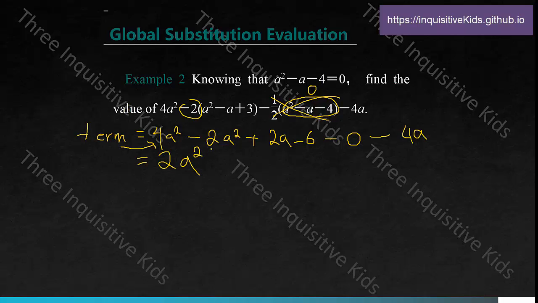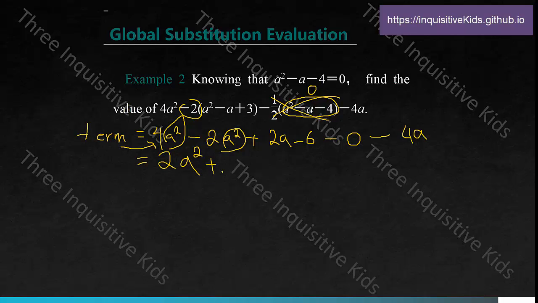Remember, you can only do this only if the variable part is the same. Okay, only if the variable part is going to be the same. We're going to be digging deeper into this in a future lesson, but it's good to have a sense of it right now. Well, a squared and this a squared is equal, so we can combine these. And then it would be 4a squared minus 2a squared equals 2a squared.